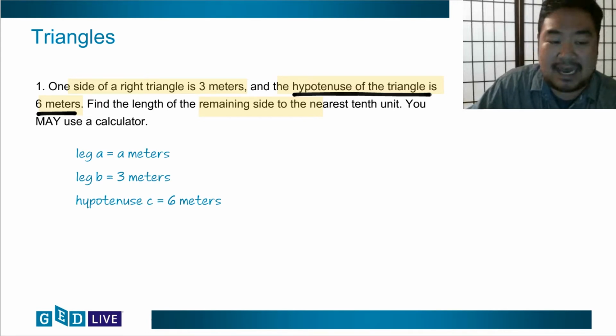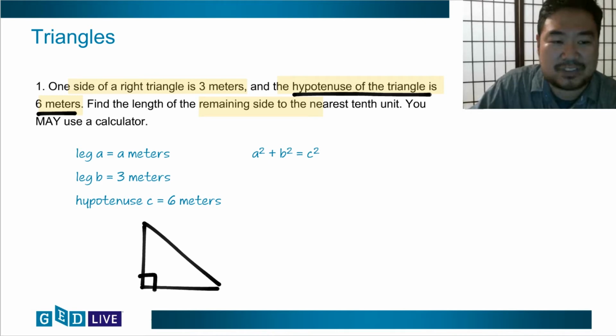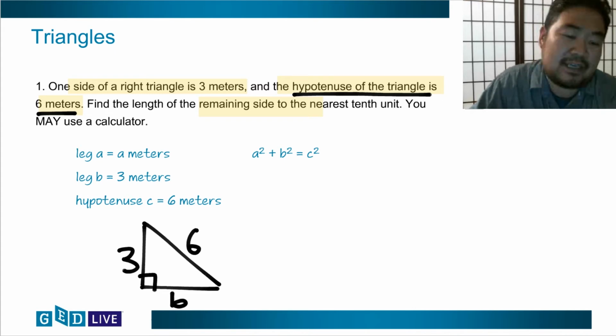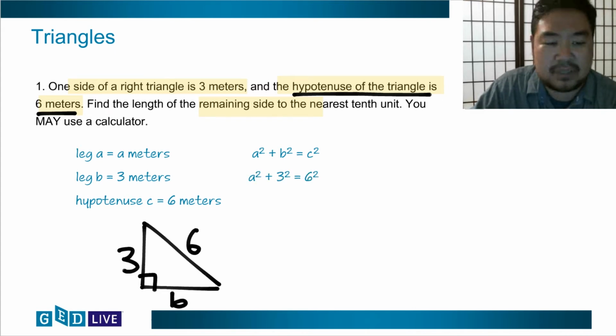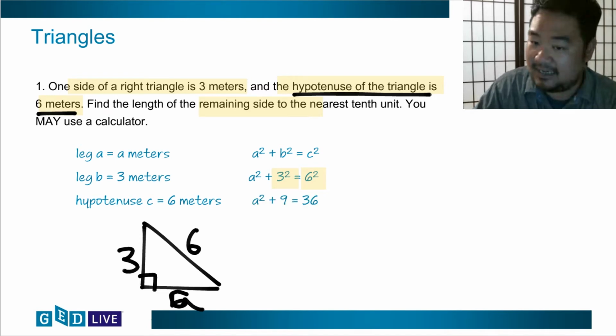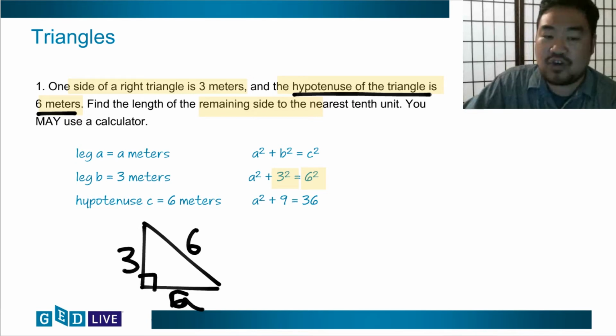So if we were to draw this out, in this right triangle, we have one leg equal to 3, and the hypotenuse is equal to 6. Well, basically, we're looking for this, and we can call that a as one of the variables. We have a squared plus 3 squared equals 6 squared. Then we square those numbers, the 3 squared and the 6 squared. So a squared plus 9, because 3 times 3 gives you 9, equals 6 squared, which is 36. And then from here, we would subtract 9 on both sides.